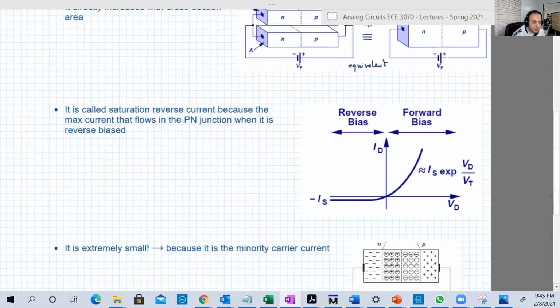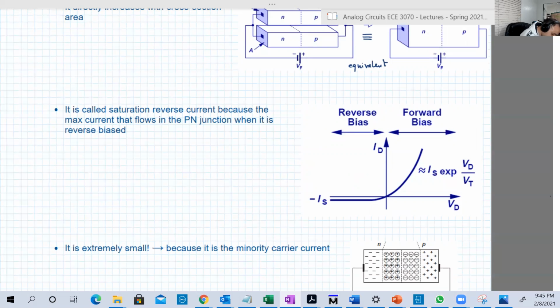Now the big question: why is it called the reverse saturation current? We know it's a current, because if we look at the dimensions of the left hand and right hand side of the equation of ID, it must have a dimension of amperes. So it's a current. But why is it a reverse saturation current? Why is it not a forward saturation, for example? Why is it a saturation? And the answer is easy.